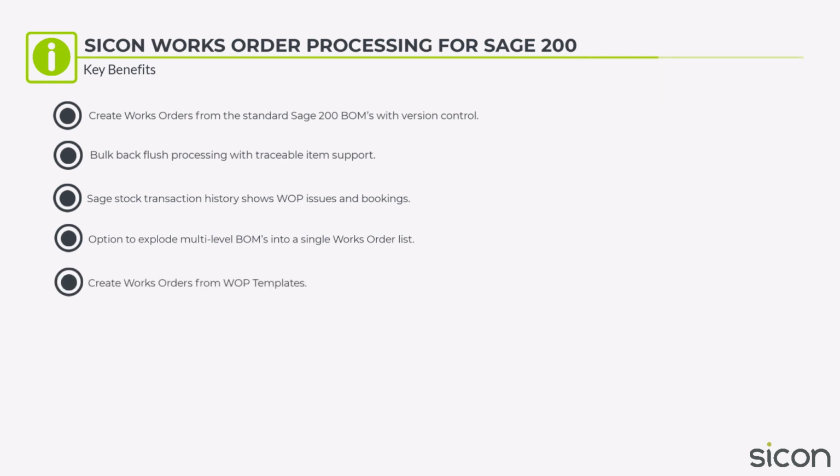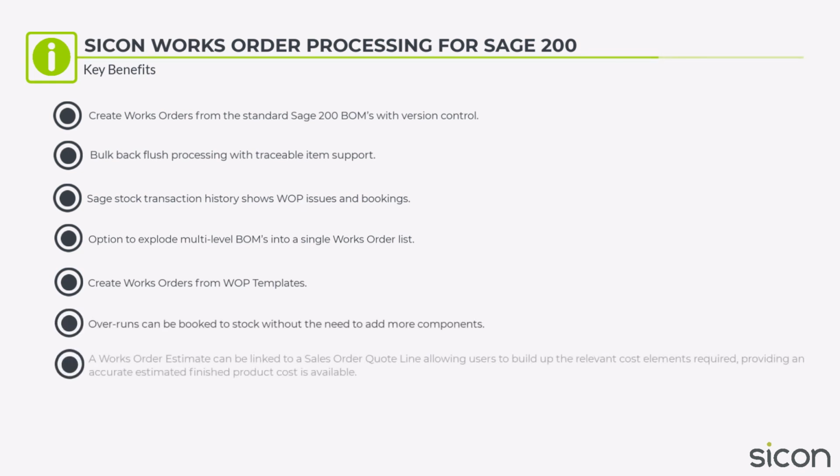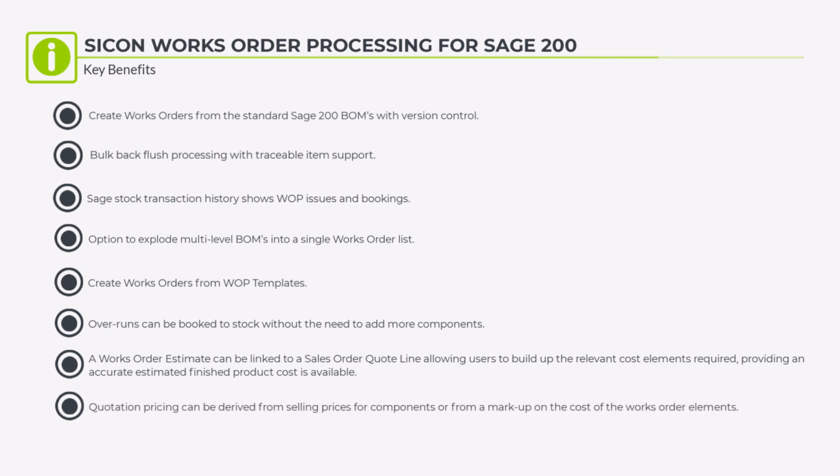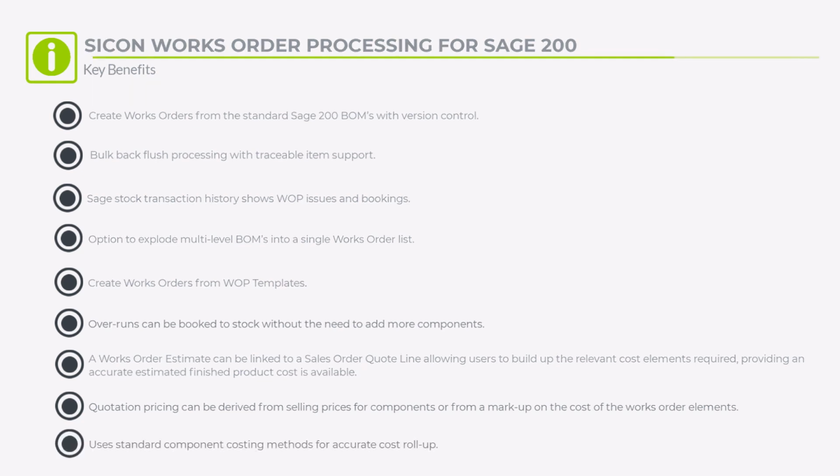Create works orders from WOP templates. Overruns can be booked to stock without the need to add more components. A works order estimate can be linked to a sales order quote line, allowing users to build up the relevant cost elements required, providing an accurate estimated finished product cost. Quotation pricing can be derived from selling prices for the components or from a markup on the cost of the works order elements. Uses standard component costing methods for accurate cost roll-up.